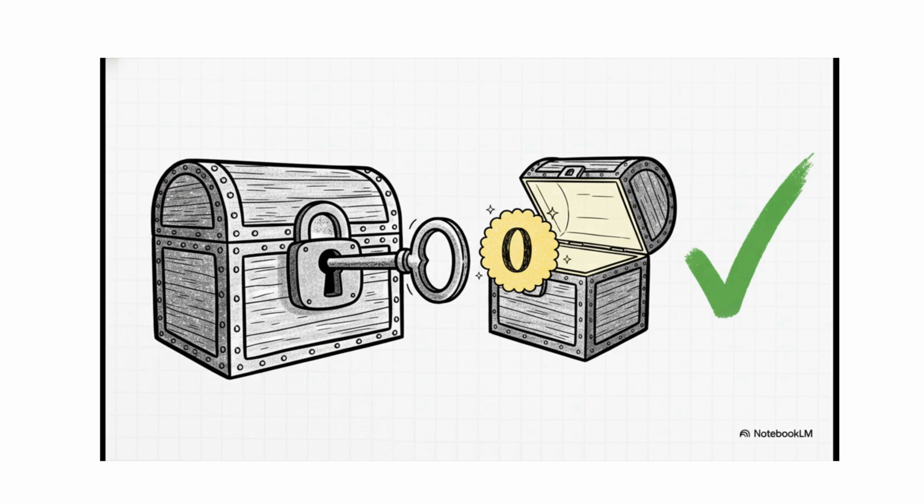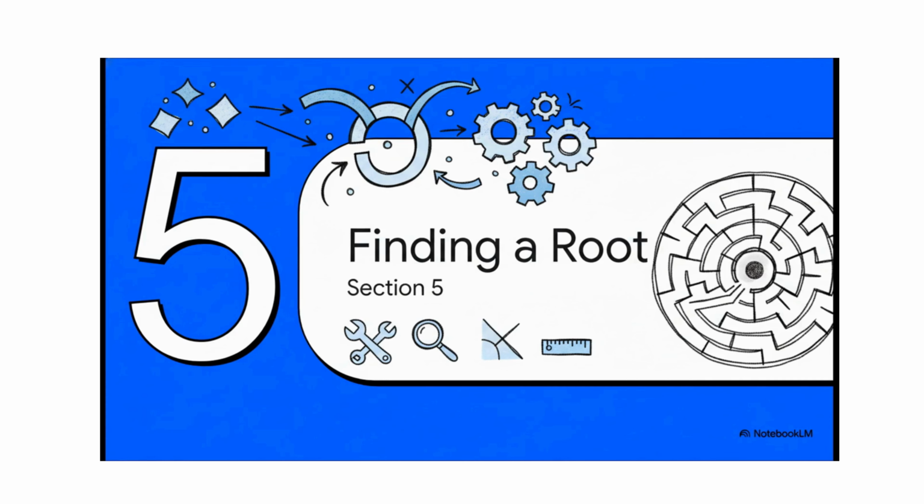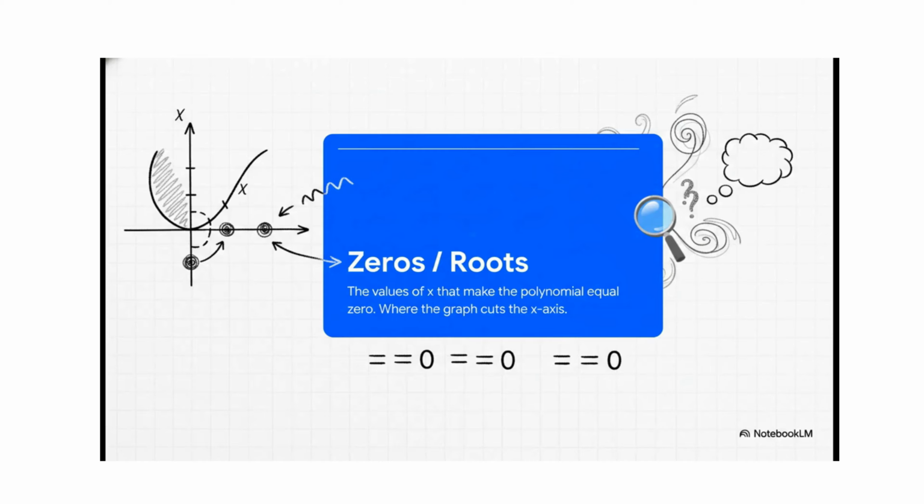All right, we have all the tools. We know what polynomials are, how to work with them, and now we know how to find their factors. In this final section, we're going to put it all together to solve the ultimate puzzle, finding a polynomial's roots. First off, what are we even looking for? Well, the zeros or the roots are just the special values of x that make the whole polynomial equal to 0. And here's a cool way to picture it. If you were to graph the polynomial, the roots are the exact spots where that curve crosses the horizontal x-axis.